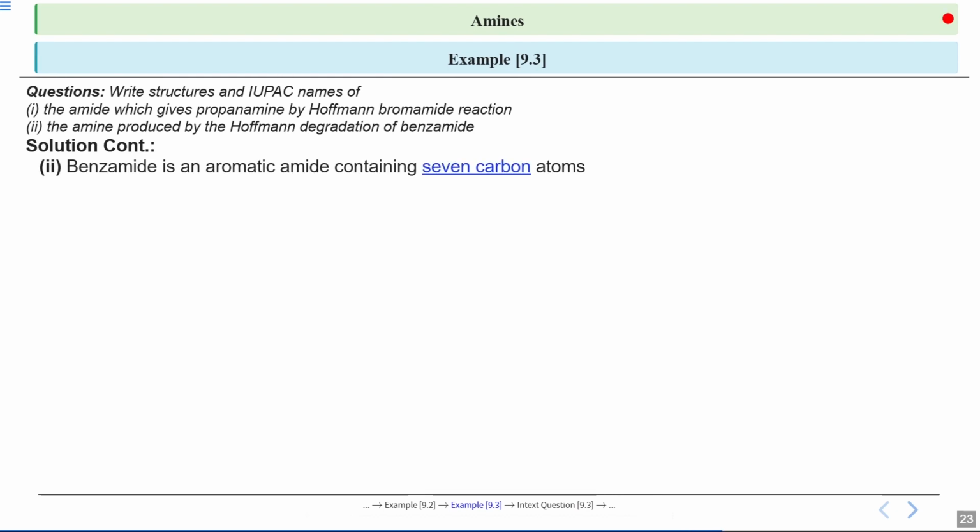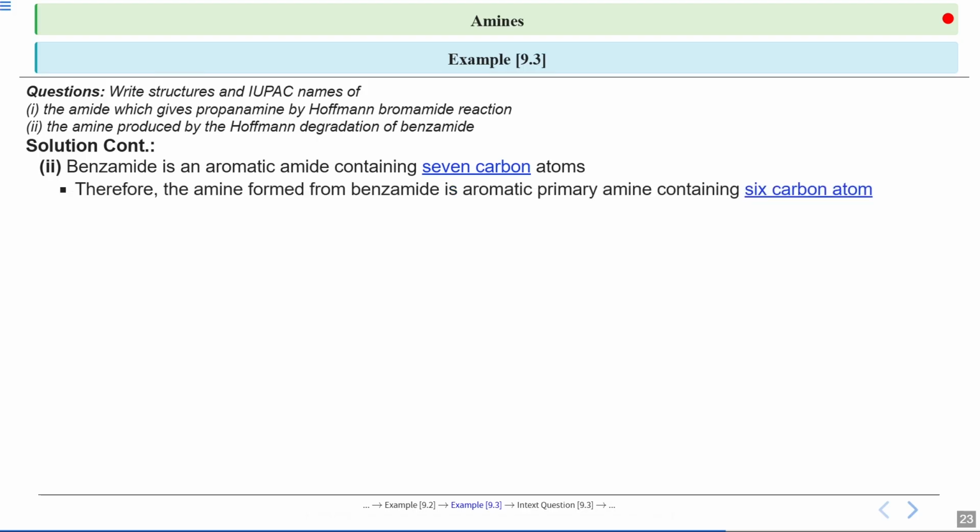Now we are going to see benzamide, which is an aromatic amide, which means a benzene ring is attached to an amide group. Importantly, it contains a total of 7 carbon atoms. Now let us see what happens during this Hofmann degradation of benzamide. In this reaction, the amide loses 1 carbon atom. So the resulting amine will have 6 carbon atoms and will still be aromatic.